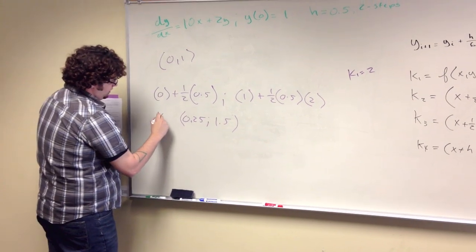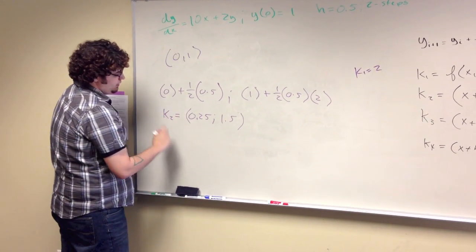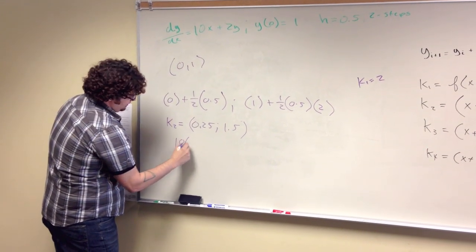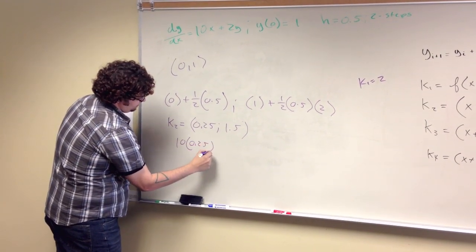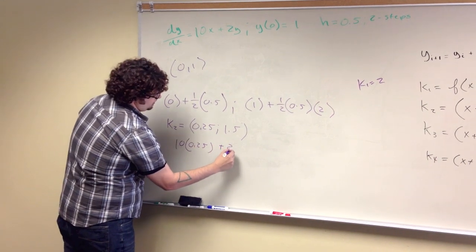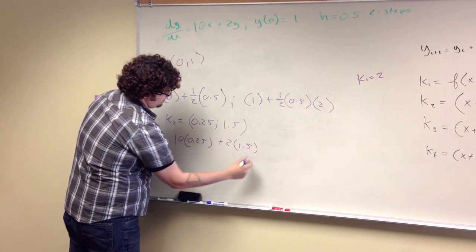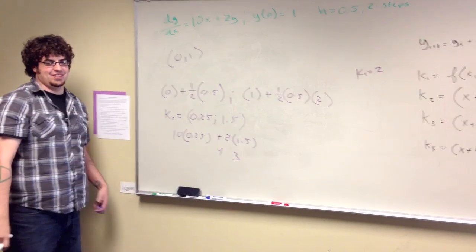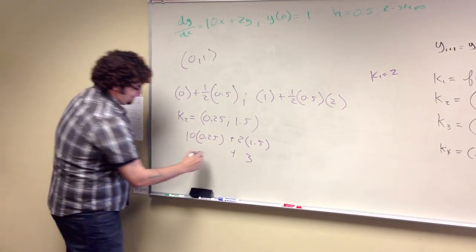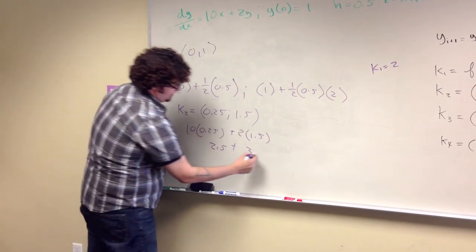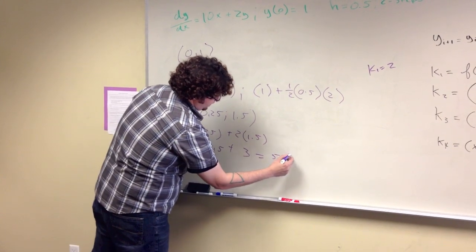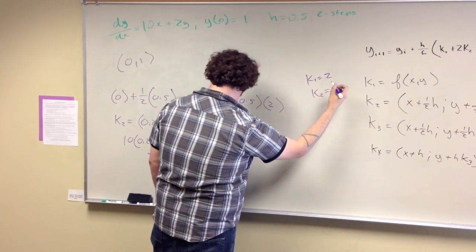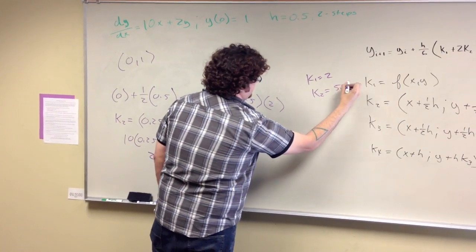So our new point for K2. Take this, put it back into the differential equation: 10 times 0.25 plus 2 times 1.5, which is 3, and a quarter of 10 is 2.5. Gets a total of 5.5. So now we can actually come over here and say that K2 is 5.5.